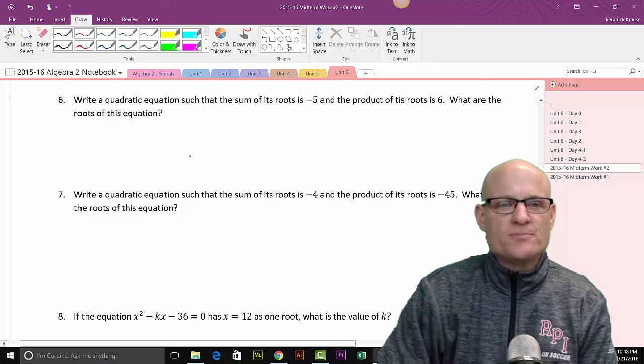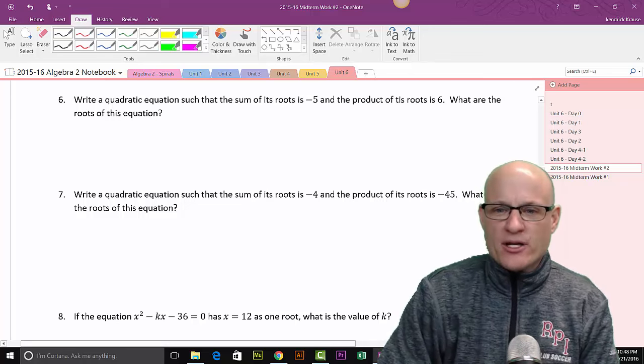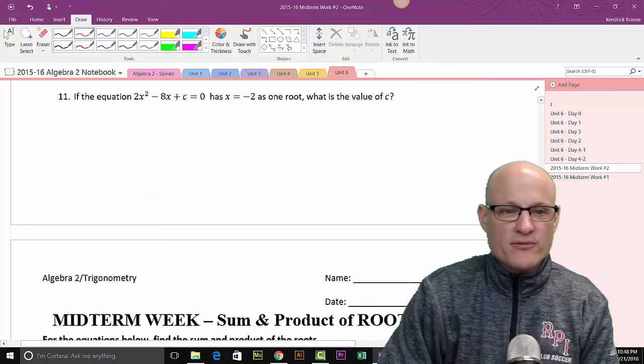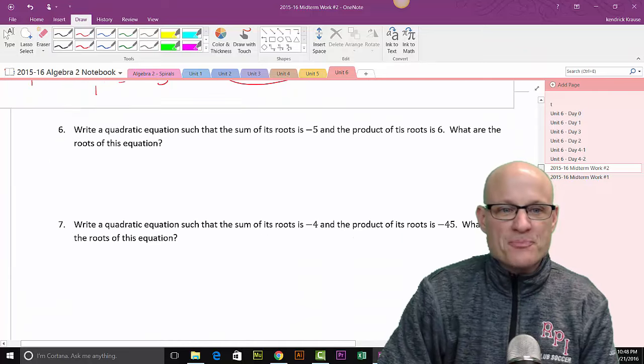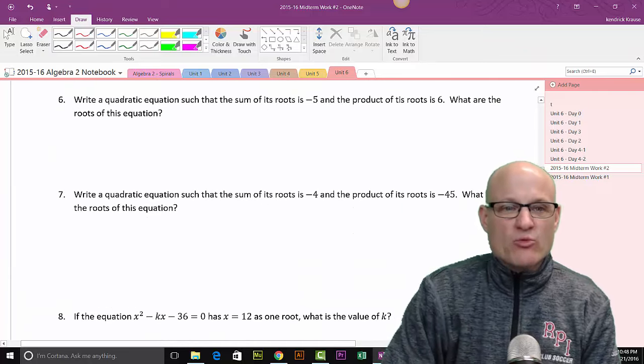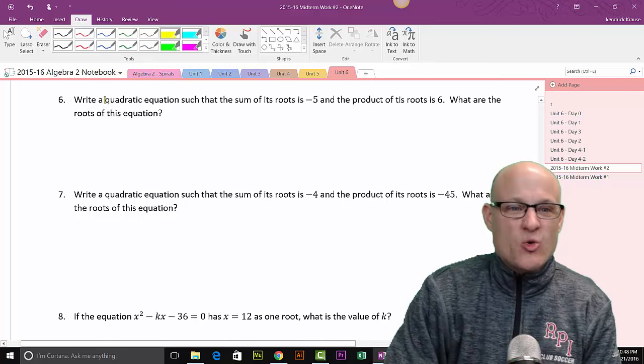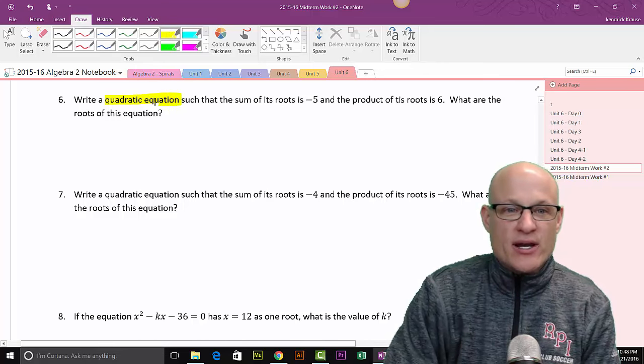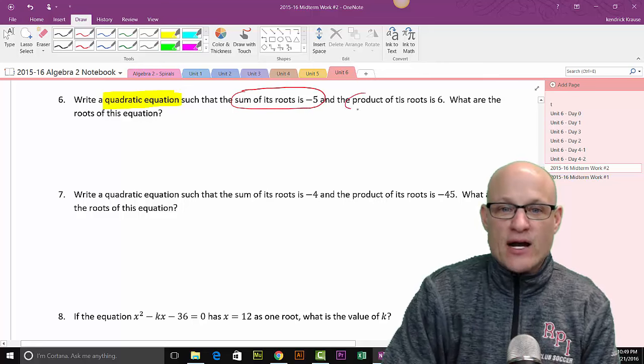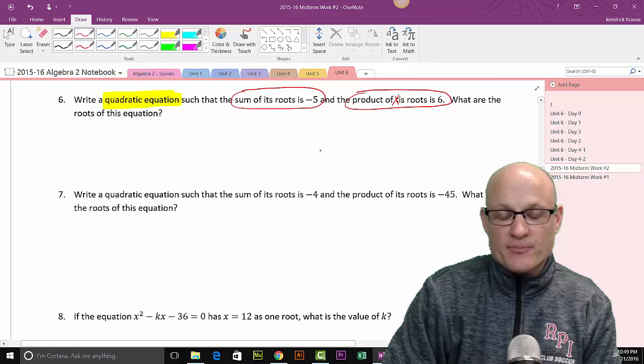All right, so this we're going to start working back. I'm only going to do 2 pages of stuff here? Oh, this is not bad at all. So what I want to do is I want to write a quadratic equation. That means when you're done, you have to have something that says equal to. So write a quadratic equation where the sum is -5 and the product is 6.